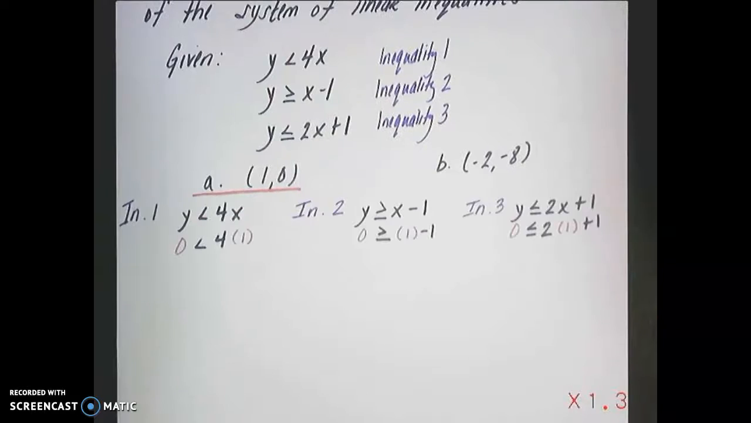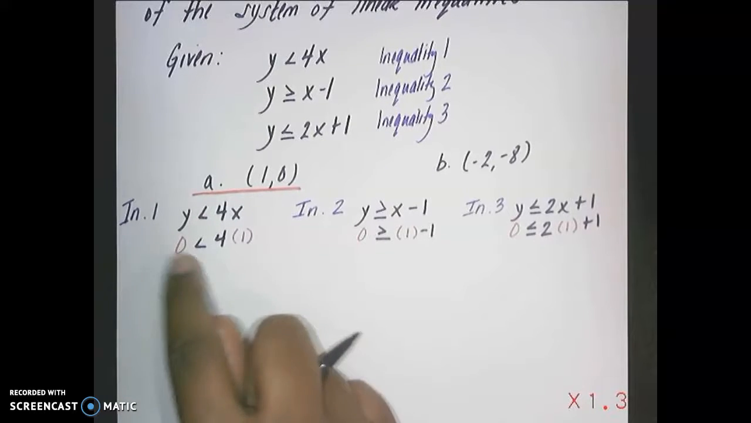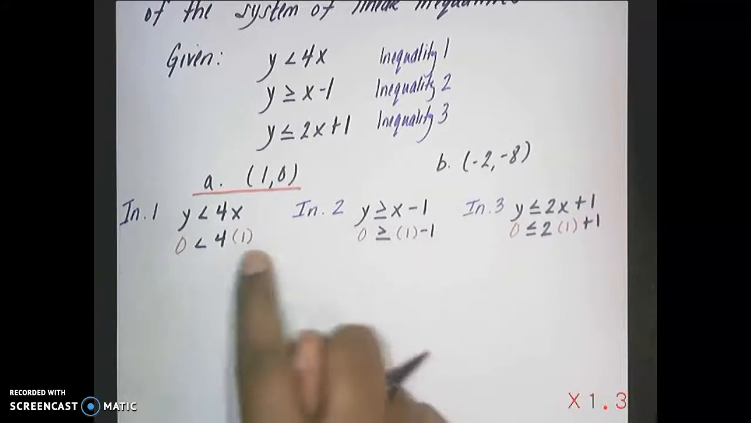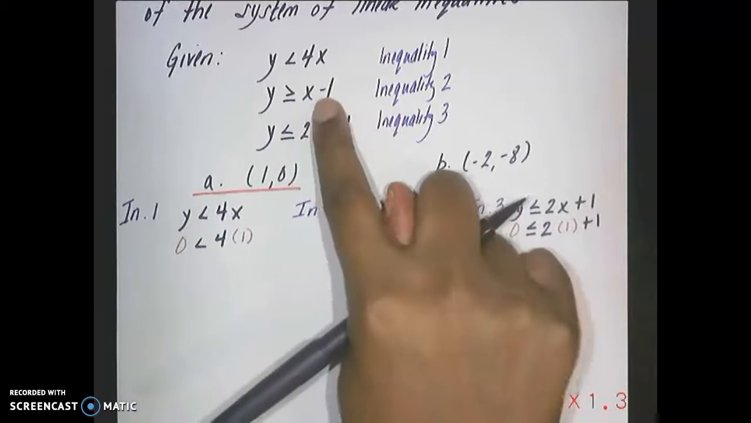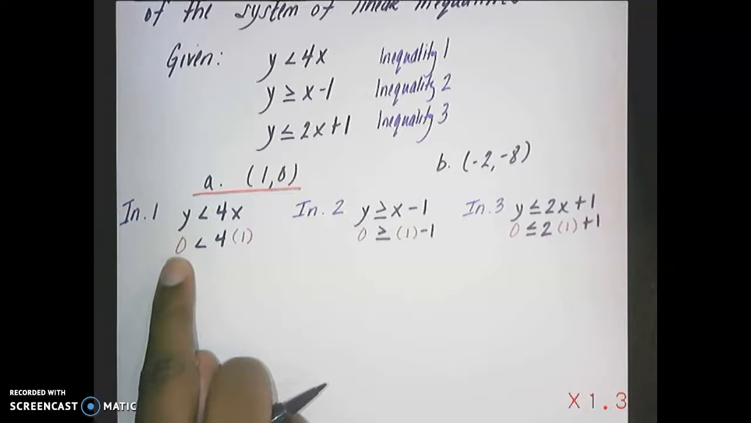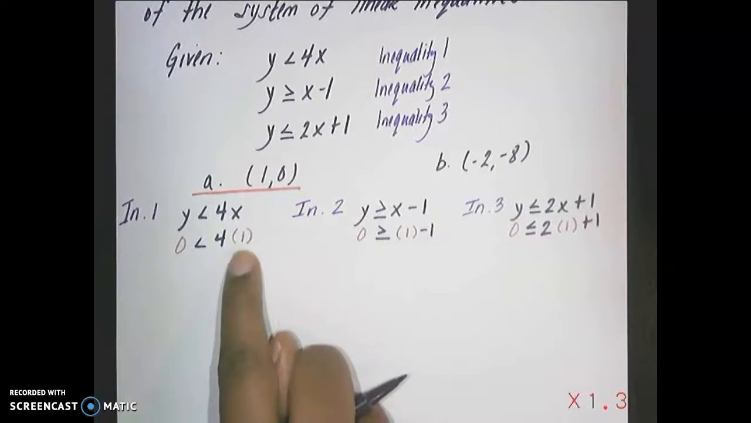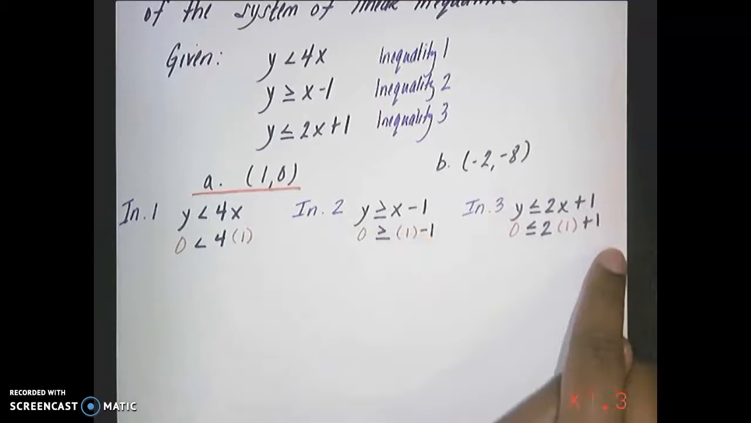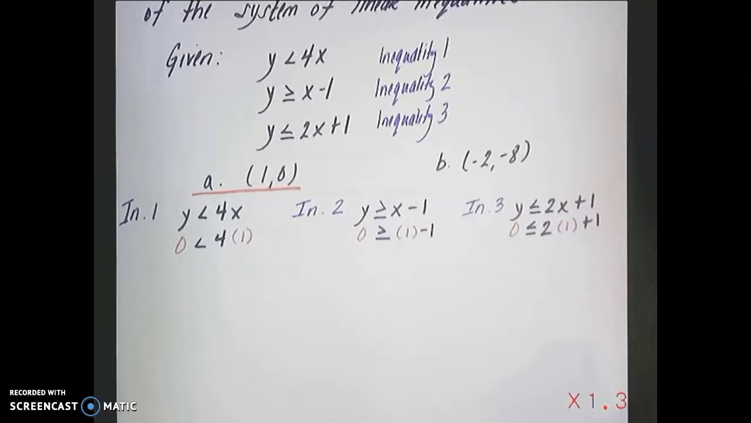Okay, folks, so here's what I did. I have inequality 1, 2, and 3. I just wrote down the same three inequalities that were given up here at the top, and I substituted in a 0 for every single y and a 1 for every single x. So all I did first was substitute in the values that I was given, substitute in the point that I'm given to see if it is a solution.